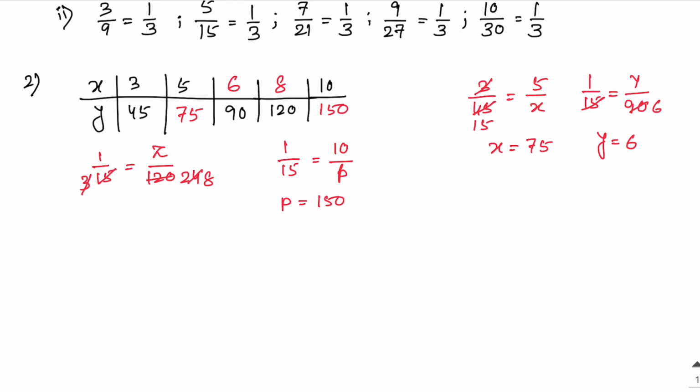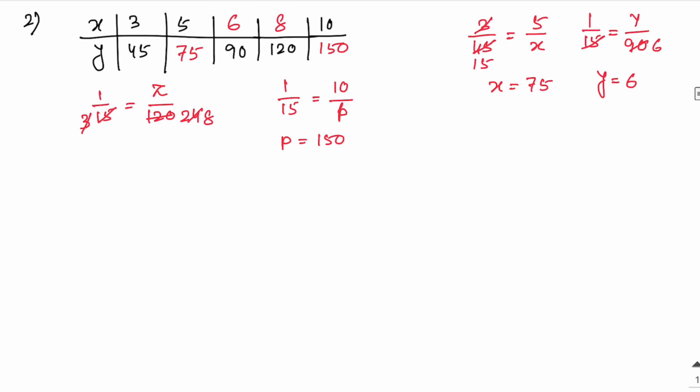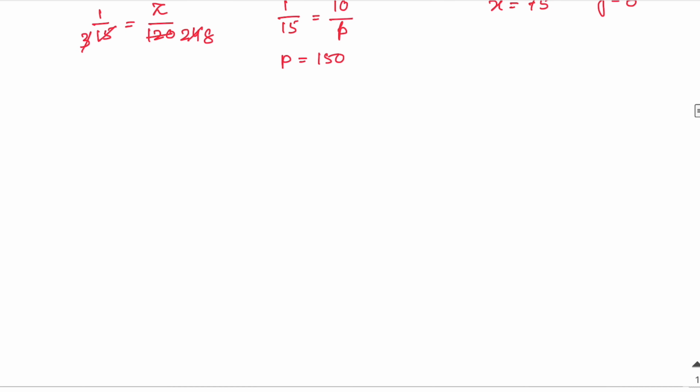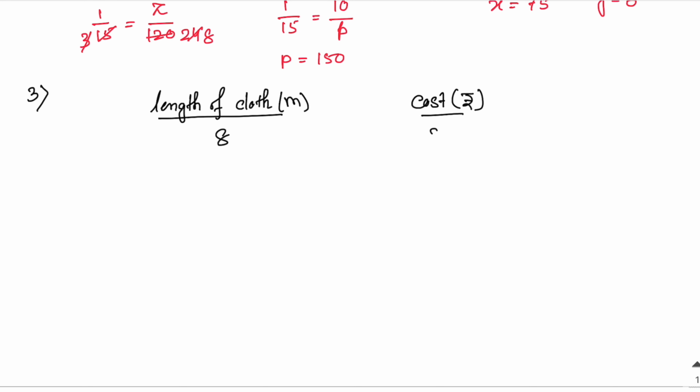So now move on to sum number 3. If an 8-meter cloth costs rupees 250. Here is the length of cloth, that is meters, and here the cost, that is in rupees. So 8 meters is 250. Next one, 5.8 meters, and you have to find out the price.